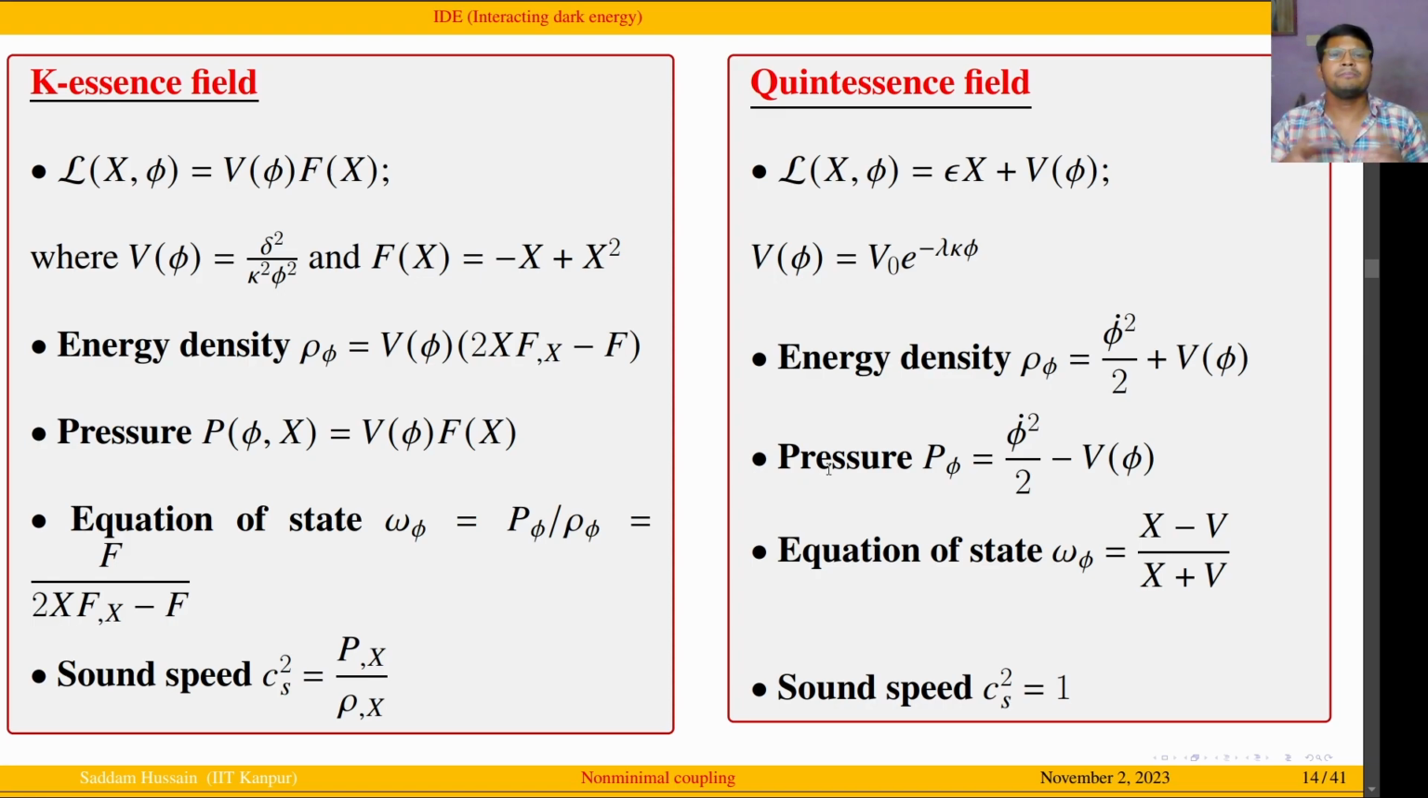On the other hand, the simple scalar field is a kind of quintessential scalar field. Epsilon is a kind of switch: if epsilon is equal to -1, we have the phantom kind of field, and if epsilon is positive, we have the normal quintessence field. The phantom field has an equation of state lesser than -1. Now we have this V phi, and V phi comes out to be V naught e to the power lambda phi, so exponential type.